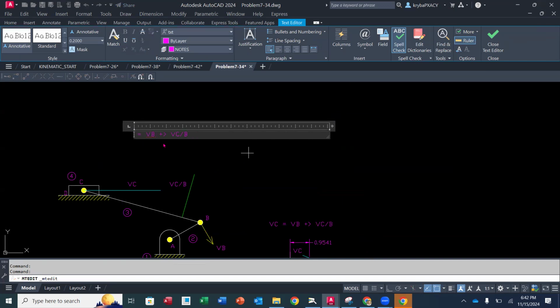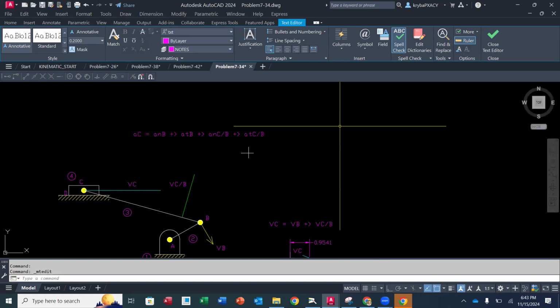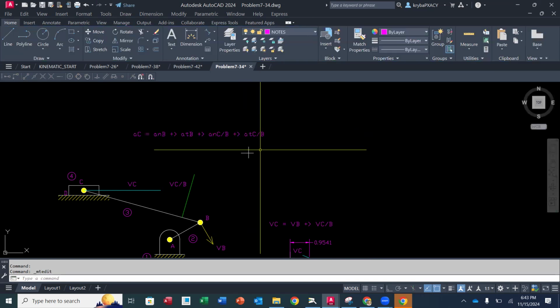So I have the acceleration of C. It's going to be equal to the acceleration normal at B plus vectorially the acceleration tangential at B plus vectorially the acceleration normal at C relative to B plus vectorially the acceleration tangential C relative to B. There we go. Okay, so then at least we have that out here.